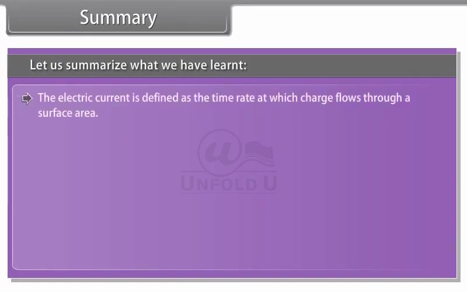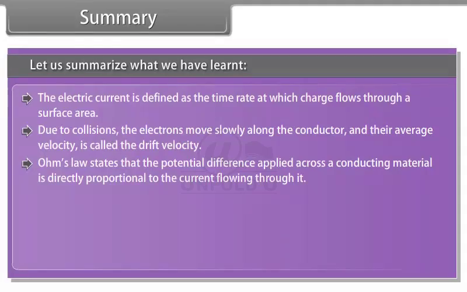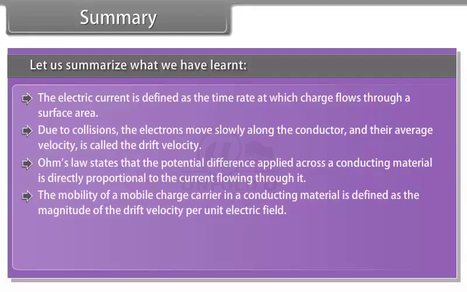Summary. Let us summarize what we have learnt. The electric current is defined as the time rate at which charge flows through a surface area. Due to collisions, the electrons move slowly along the conductor and their average velocity is called the drift velocity. Ohm's law states that the potential difference applied across a conducting material is directly proportional to the current flowing through it. The mobility of a mobile charge carrier in a conducting material is defined as the magnitude of the drift velocity per unit electric field.